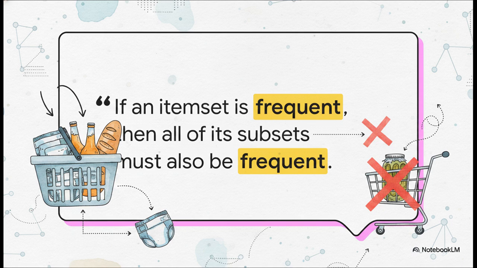It's such a simple, elegant piece of logic. It just says that if diapers and beer is a popular combination, then diapers by itself has to be popular too. And the flip side is also true. If, say, pickles isn't a popular item on its own, then there's no way any combination containing pickles is ever going to be popular. This one idea allows the algorithm to just instantly eliminate millions of possibilities.